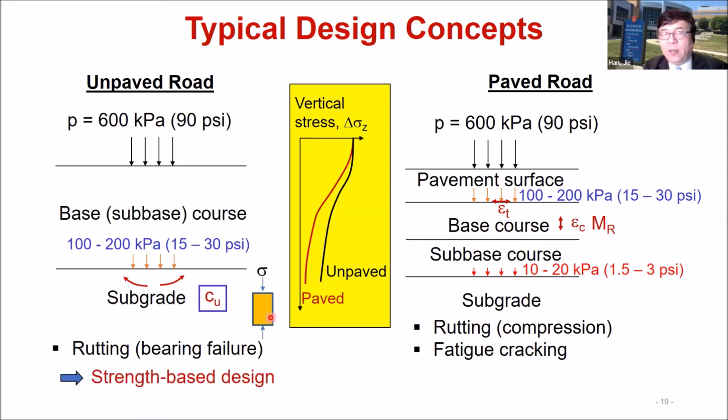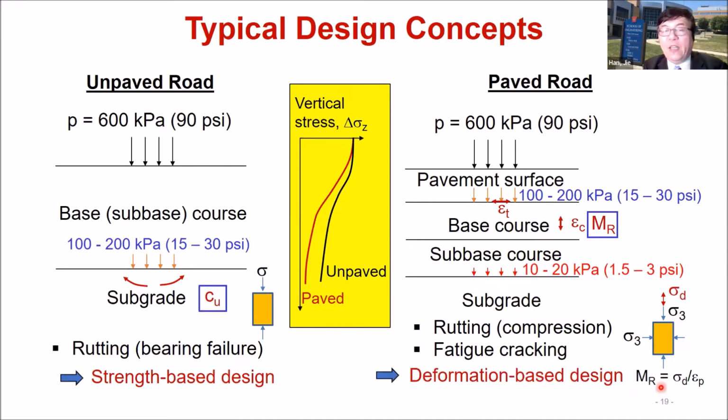Now, for base course, this is basically the strength-based design approach. For paved road, we rely on the resilient modulus. How do we determine the resilient modulus? Basically, the cyclic triaxial test. There's a cyclic load, deviatoric stress sigma d, divided by the resilient deformation. No, this should be resilient deformation, not the permanent deformation. This is a typo, and we calculate the resilient modulus.